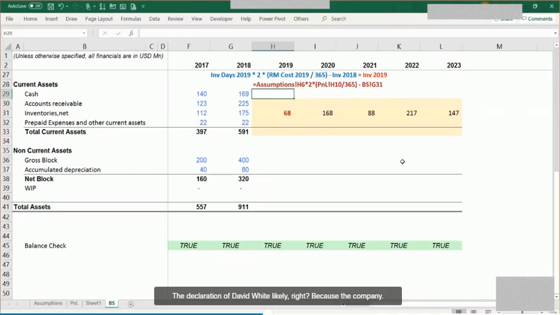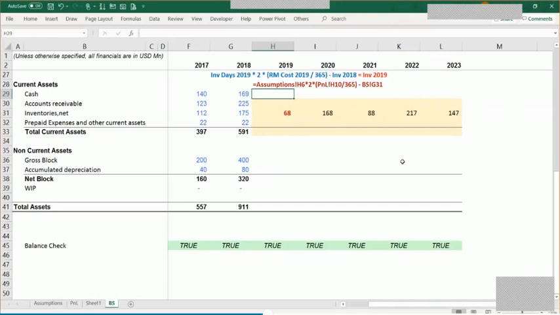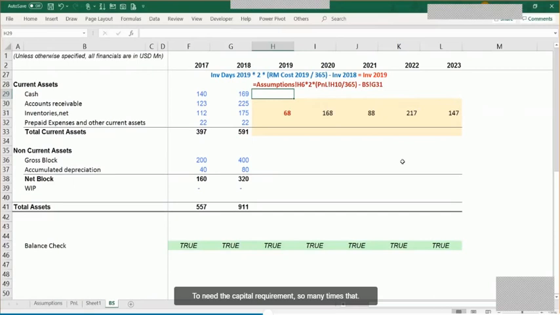Quite likely, right? Because the company needs those funds to meet the capital adequacy ratio requirement. So many a times you would notice that depending on the sector, some changes are required to be done in the model to align to the regulatory requirement, right?